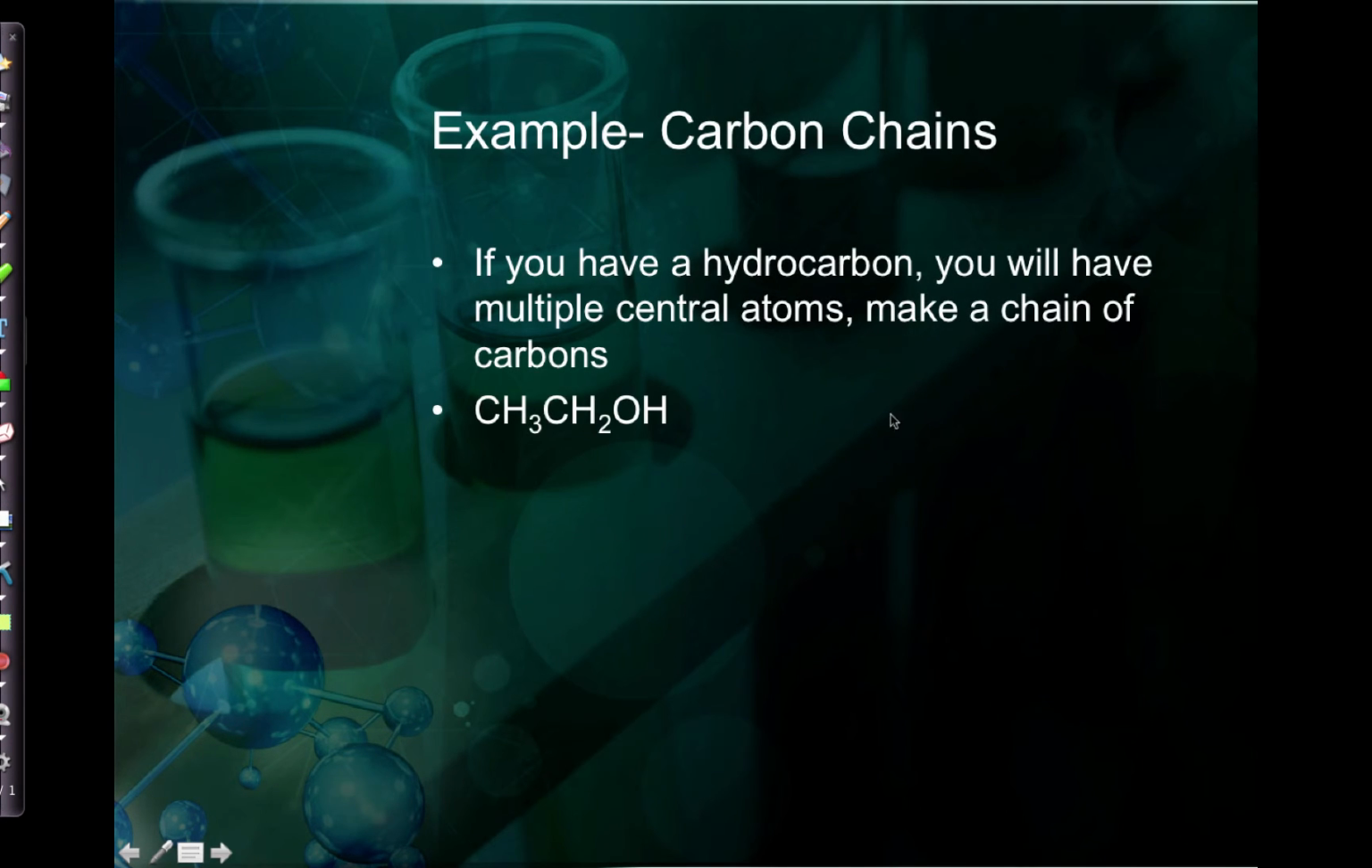All right, so carbon chains. You are going to see some hydrocarbons, and you will have to come up with a structure. So if you have a hydrocarbon, which is a molecule with carbon and hydrogen on it, you're going to have multiple central atoms here. So the carbons will essentially create a chain. So if you've got more than one carbon atom, you're going to make a chain of carbons like this. So I've got 1, 2, and then I've also got an oxygen. So I'm going to have 2 carbons in the center.